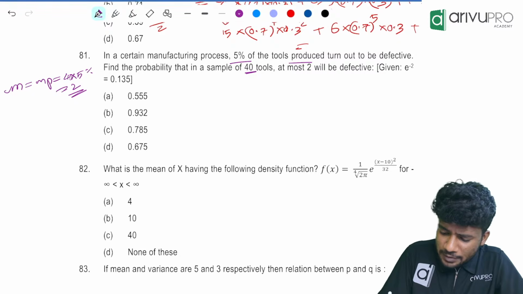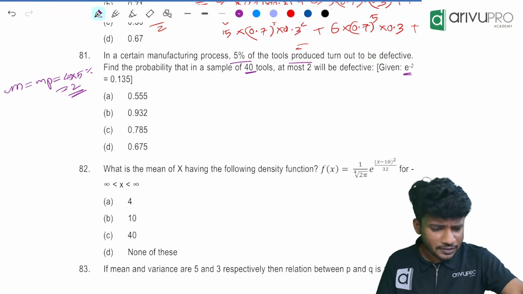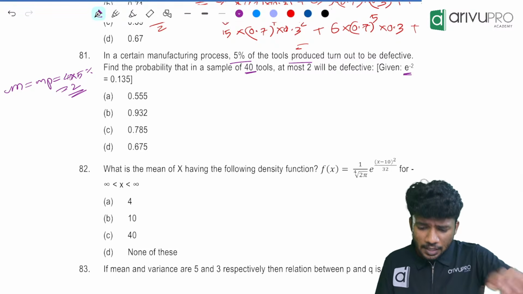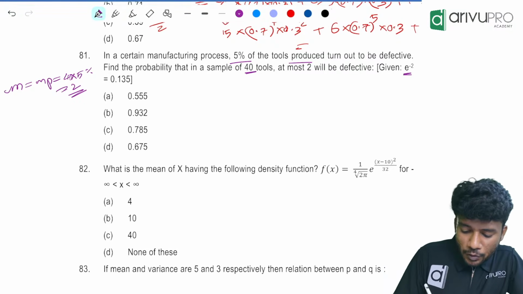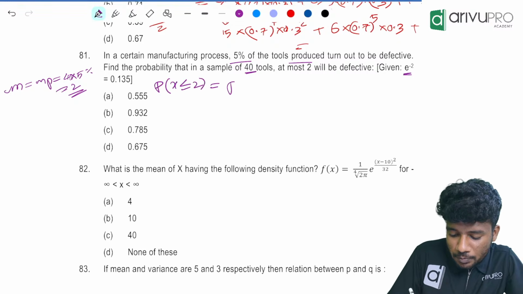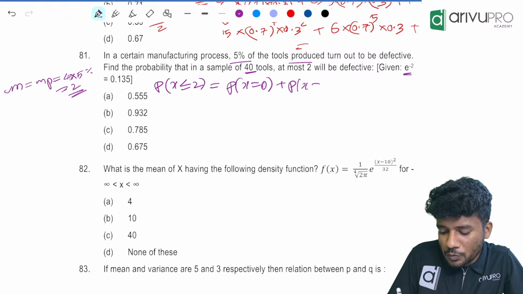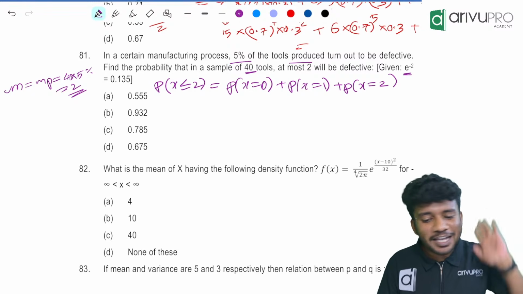So e raised to minus m, anyway it is given over here. Now we need to find what? Find the probability that if the sample of 40 tools are taken, at most 2 will be defective. At most 2 will be defective means x is less than or equal to 2. Possible values are x is equal to 0, then plus p of x is equal to 1 plus p of x is equal to 2. These are the maximum values possible.